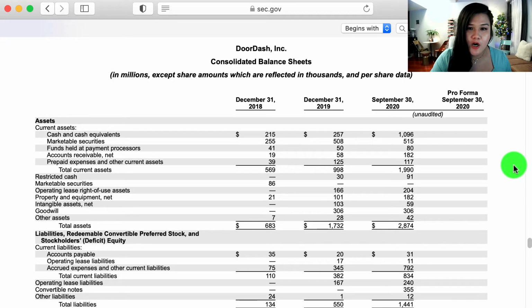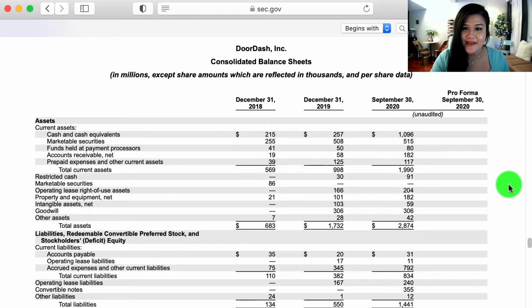Okay, so now we are looking at the balance sheet. Scanning through the balance sheet, the number that sticks out to me is this $1 billion in cash. A lot of analysts who look at this number are going to think, wow, this is amazing. The company has $1 billion in cash. But we know better, right?